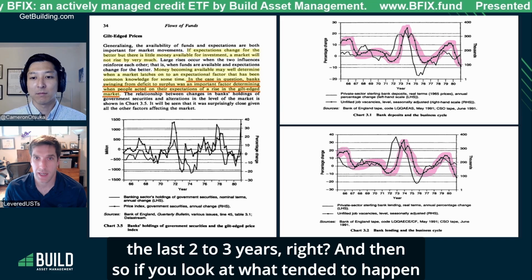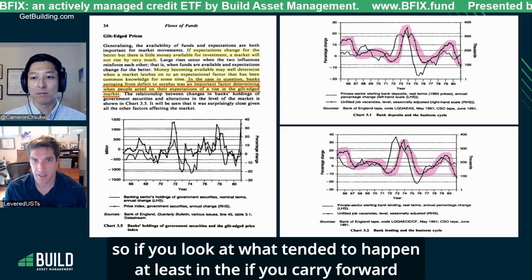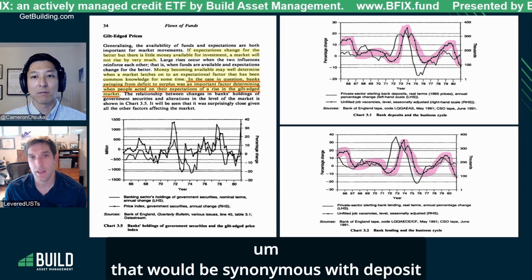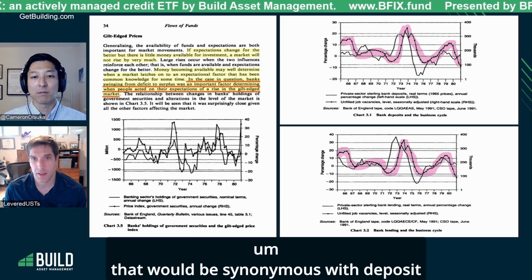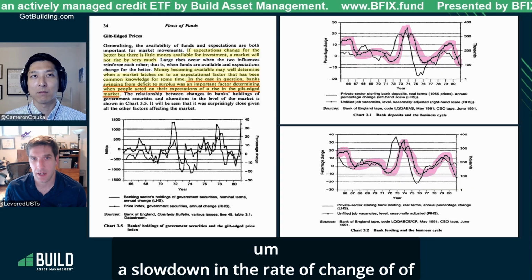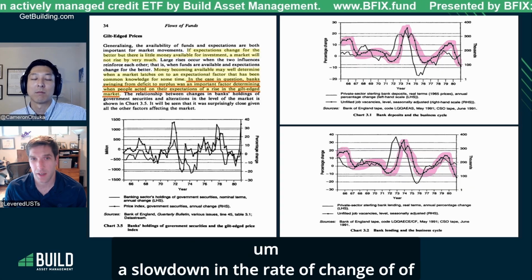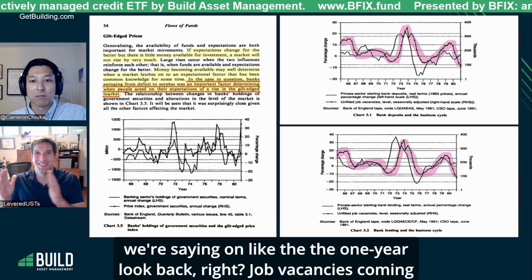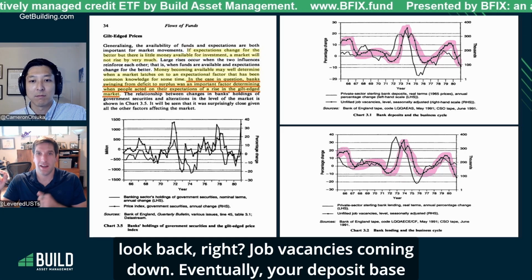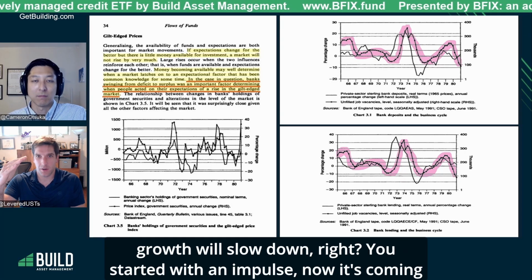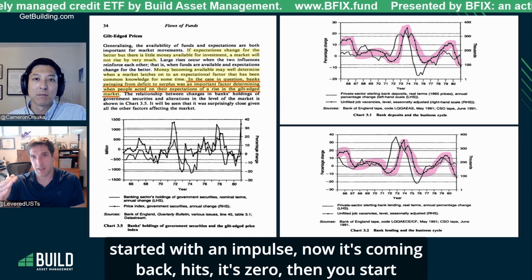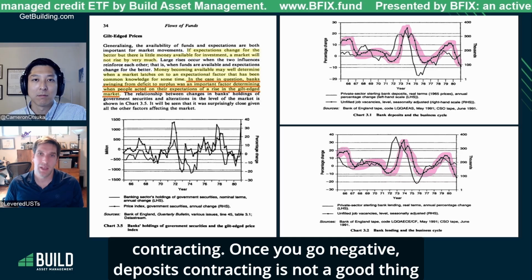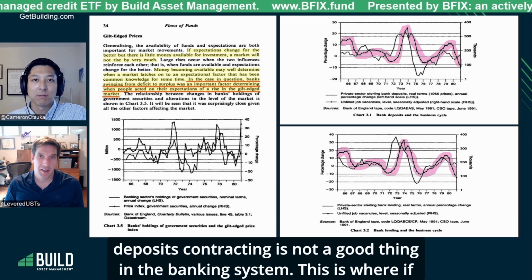And then, if you look at what tended to happen, at least if you carry forward these correlations, that would be synonymous with a slowdown in the rate of change of deposits, right? And that's kind of what we're seeing on like the 1 year look back, right? Job vacancies coming down. Eventually, your deposit base growth will slow down, right? You started with an impulse, now it's coming back, hits zero. Then you start contracting once you go negative. Deposits contracting is not a good thing in the banking system.